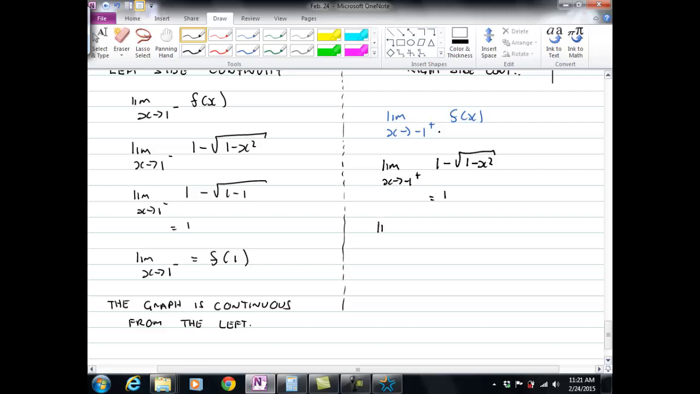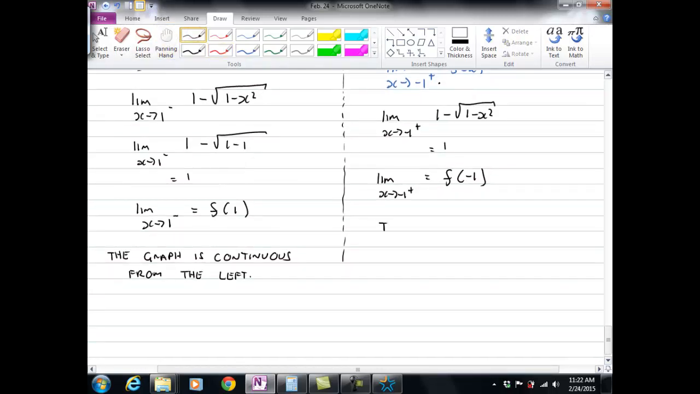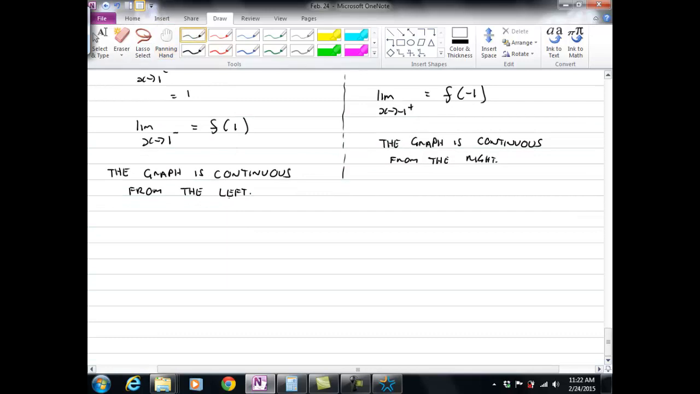And notice one thing. I can do lim as x approaches -1 from the right, and I got it by just subbing in -1. Therefore, it's continuous. The graph is continuous from the left. Oh, sorry, from the right. From the right. Now, according to my definition, if it is continuous from the left and the right within the interval, it is continuous within the interval.